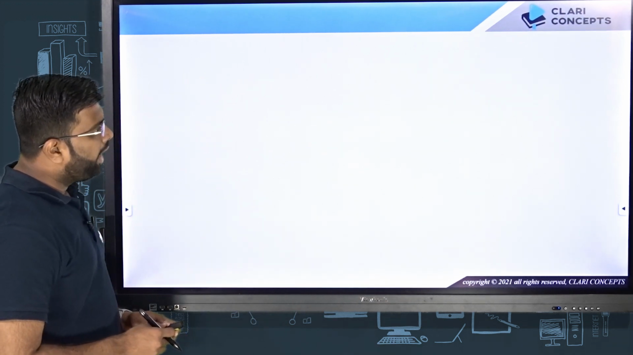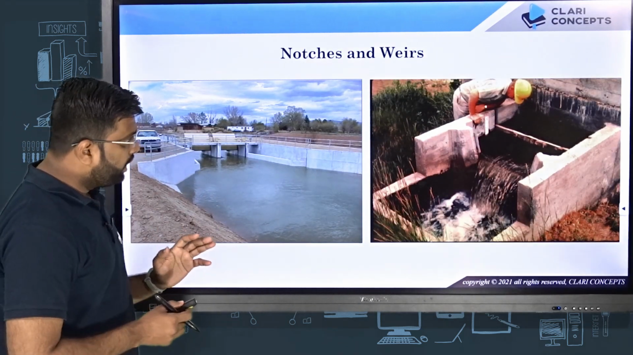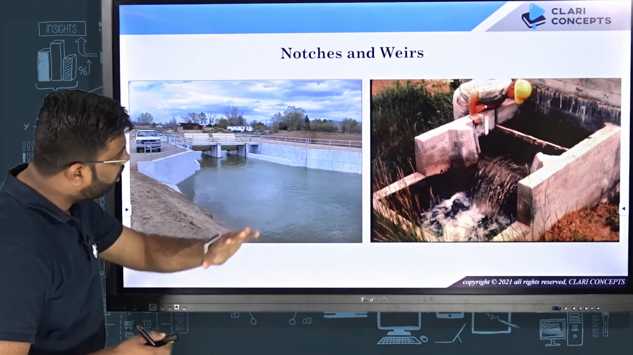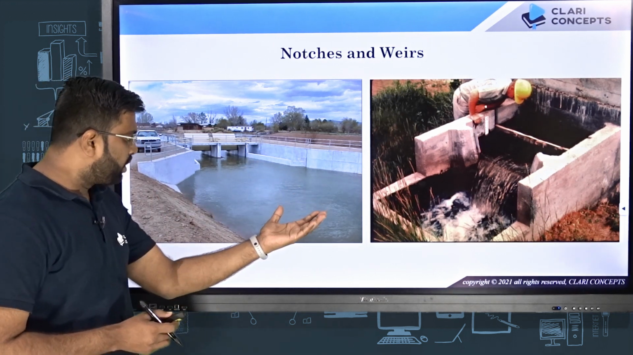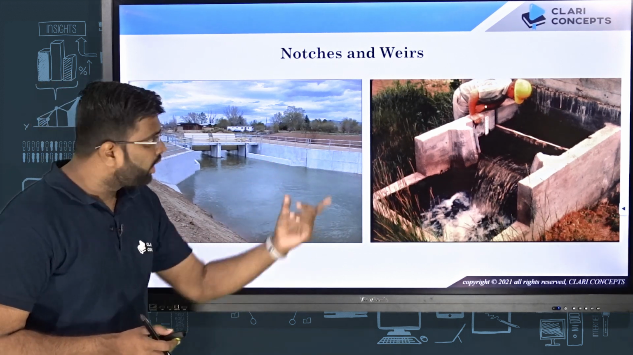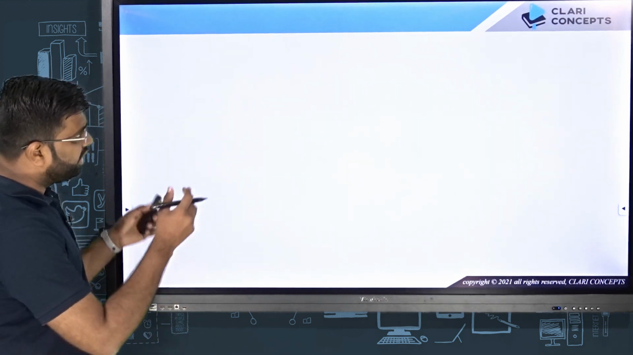So, as we have studied earlier, notches and weirs are used to calculate the flow rate of water flowing through big water bodies like canals and rivers, right? If you want to measure the flow rate of this kind of fluid flow, where water is flowing through canals and rivers, you can use notches and weirs. And we have also seen what a notch and a weir basically are.